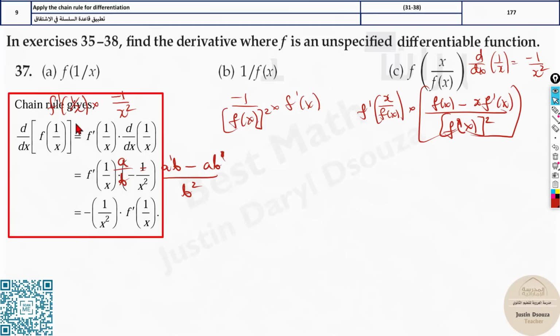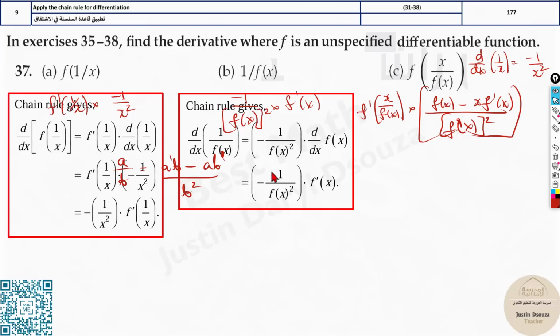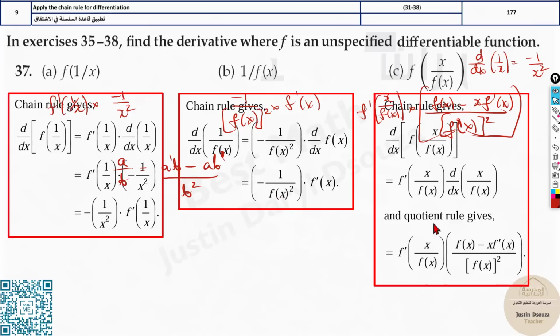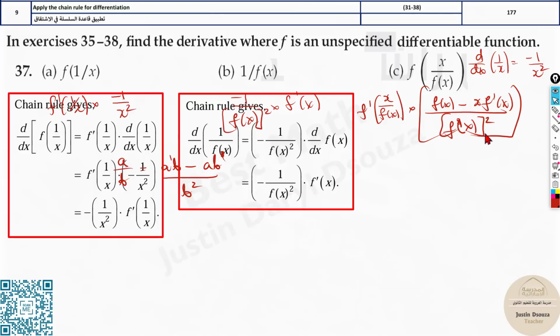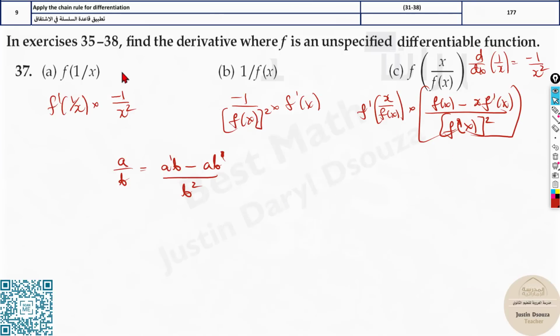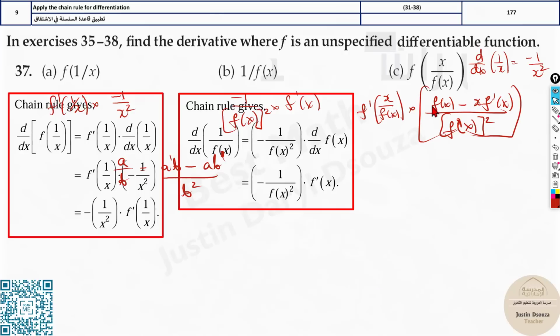So here you can see it is minus 1 by x squared, minus is outside, and f prime of 1 by x. Over here it was minus 1 by f of x the whole square and f prime of x. And lastly, here it was f prime of x by f of x, and here we have f of x minus x f prime of x divided by f of x the whole square. As it is, these are the correct answers. I hope this is clear. You can directly write it without any extra steps.